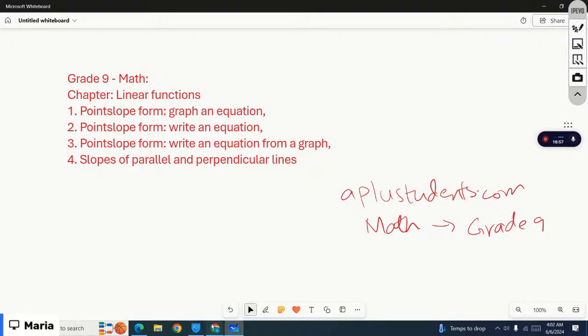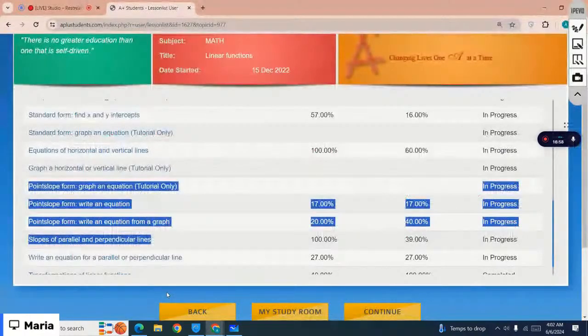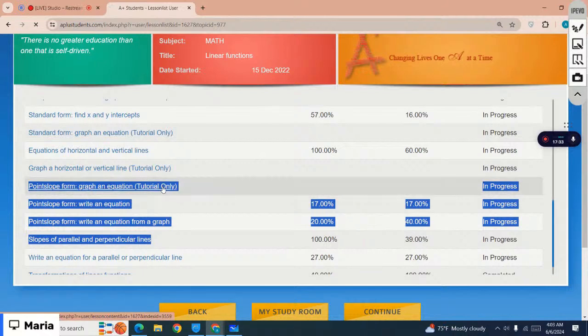So please make sure you have your notebook and pencil so that you can note down the important examples and definitions as well. Let's just start with the first lesson, that is point slope form graph and equation.